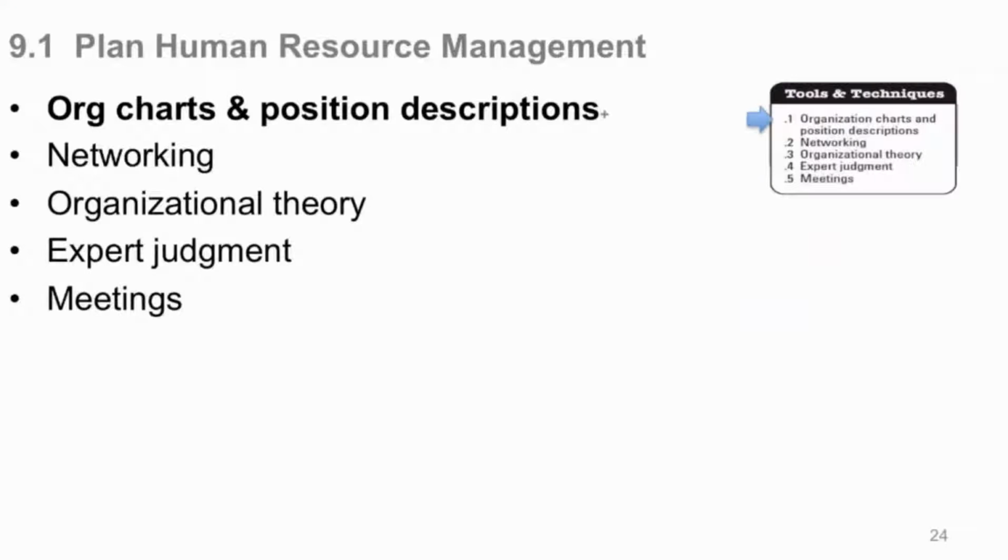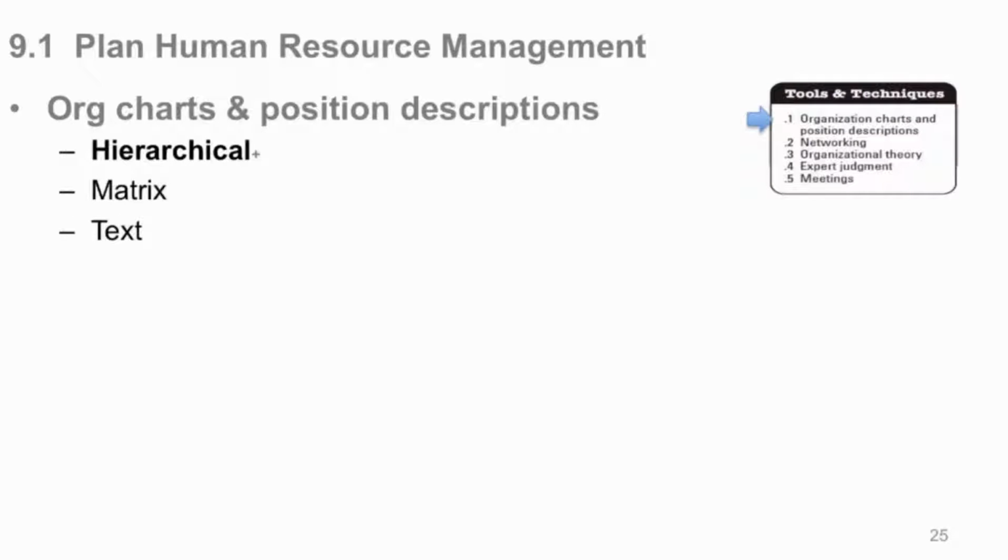Okay, let's talk about the tools and techniques that PMI recommends we use to create our staffing plan and human resource management plan. This is kind of an interesting subject matter right here, as we'll see. First, obviously, there's org charts and position descriptions. Different kinds that we could use that would be best suited for our particular project environment. There's hierarchical charts, matrix charts, and just plain old text charts.